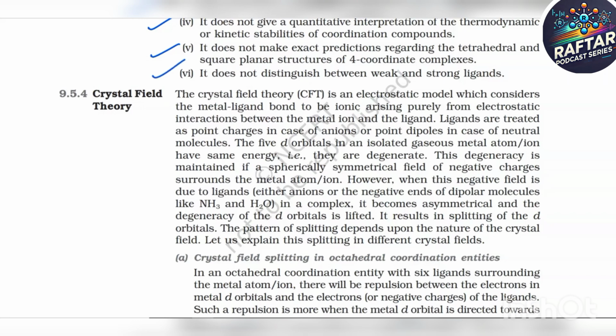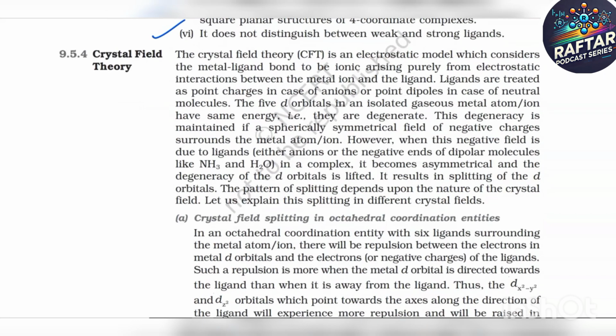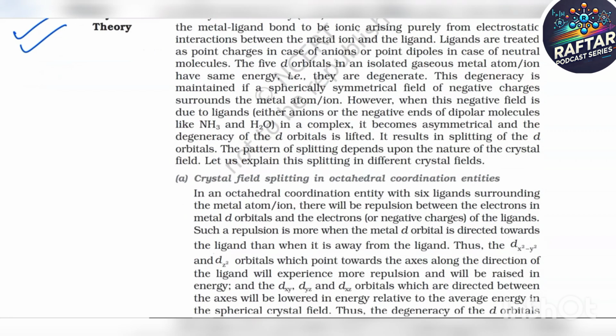5.5.4 Crystal field theory. The crystal field theory (CFT) is an electrostatic model which considers the metal-ligand bond to be ionic, arising purely from electrostatic interactions between the metal ion and the ligand. Ligands are treated as point charges in case of anions or point dipoles in case of neutral molecules. The five d orbitals in an isolated gaseous metal atom/ion have the same energy, that is, they are degenerate. This degeneracy is maintained if a spherically symmetric field of negative charges surrounds the metal atom/ion.